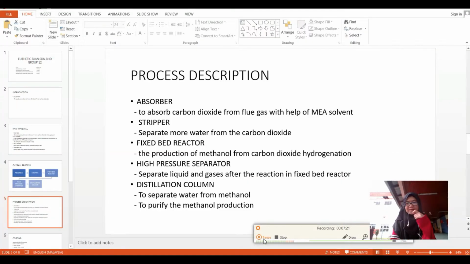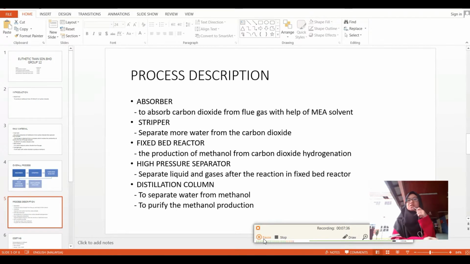Okay, I will continue the part of the fixed bed reactor, high pressure separator and distillation column. So my name is Ainun Nasar binti Asnai. My metric number is 192531.